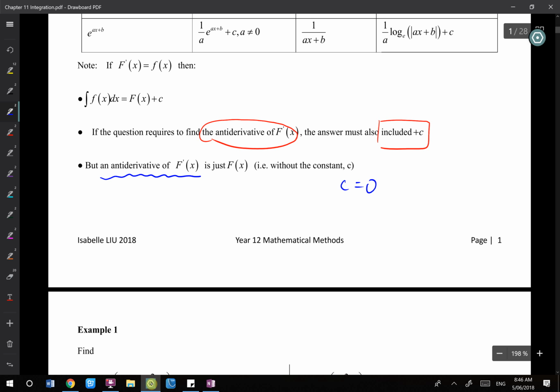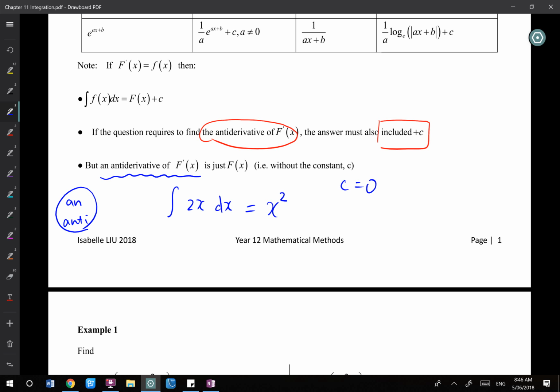For example, I say find an antiderivative for 2x. It's the one we did. So I can say that's just x squared without adding anything, because it satisfies. That's one of the solutions. Or if you want, I can add 100 at the back. That's still an antiderivative. It's still true. When we differentiate, it still gives you 2x. So that's the difference in how they ask you, an antiderivative or the antiderivative. The antiderivative includes everything, but an antiderivative is just one of those.